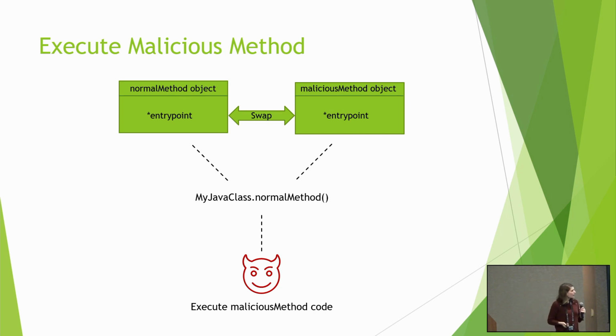So once we've done that, we have a call inside of the class to myJavaClass.normal method. And what do you think is going to get executed? It's not going to be the code or the entry point that's associated with my normal method. It's going to be the code that's associated with malicious method. So consequently, we have performed the execute portion of our methodology, and now we have our bad code that's actually going to get executed on the system.